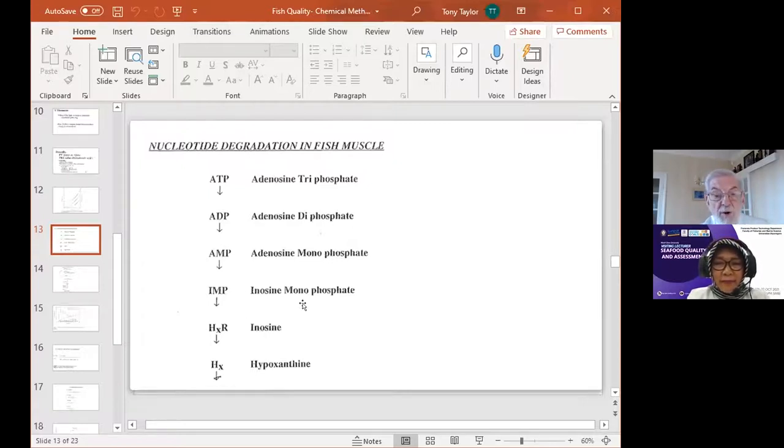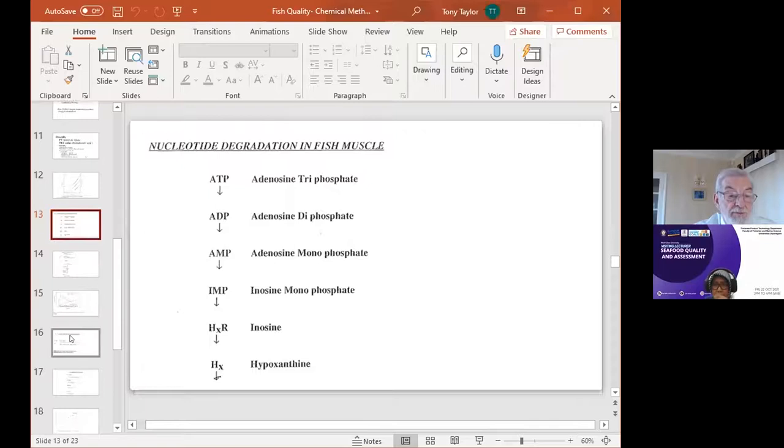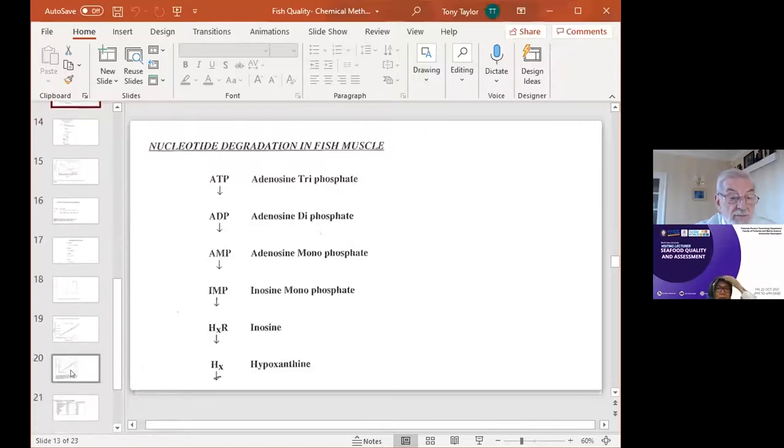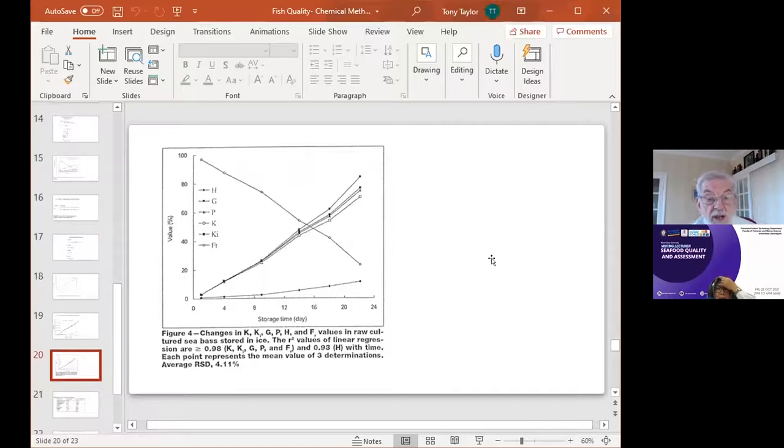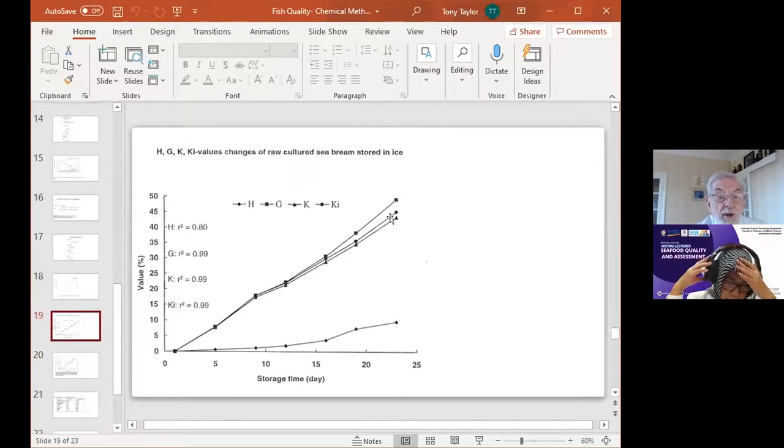So as these build up, the K value increases. These two divided by everything. So the proportion of inosine and hypoxanthine increases as the fish deteriorates. And as you can see here, this is sea bass, and there's the K value going up there, a lovely, pretty good straight line. And the same for sea bream, another very good straight line. The K value there, the triangle, is very, very good.